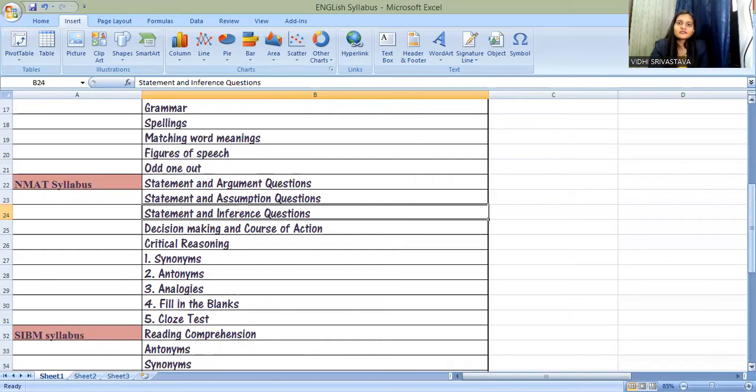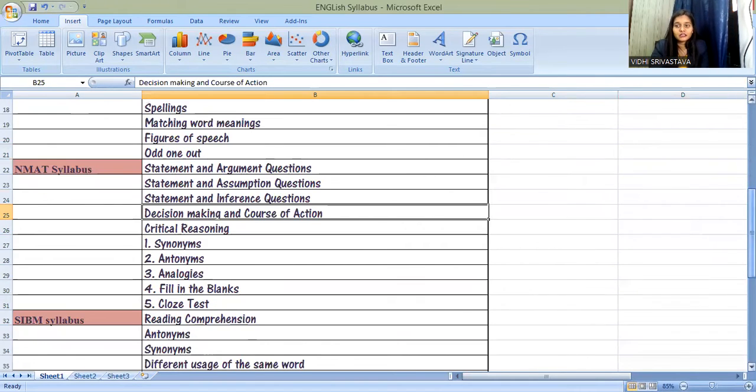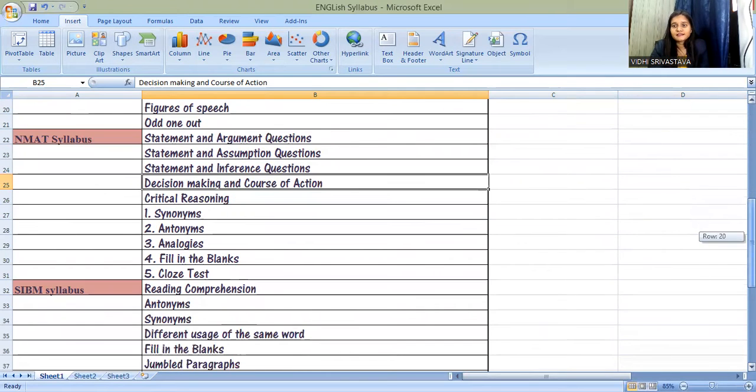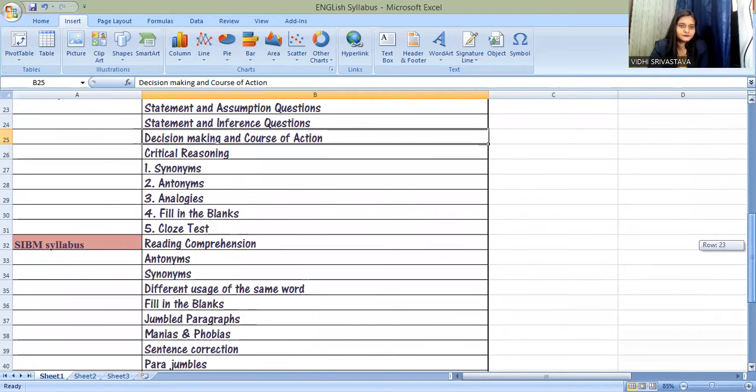There are not a lot of questions on poem based RCs, but basic general para based RCs, and decision making and course of action questions are also there. So this is for NMAT. And the NMAT syllabus is also quite vast and quite varied as compared to the CAT and XAT syllabus.